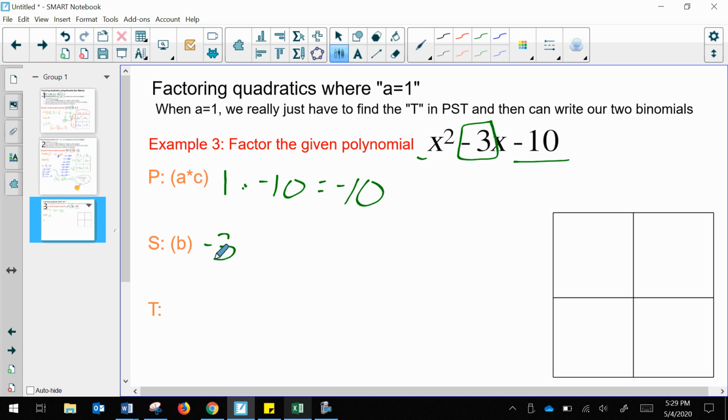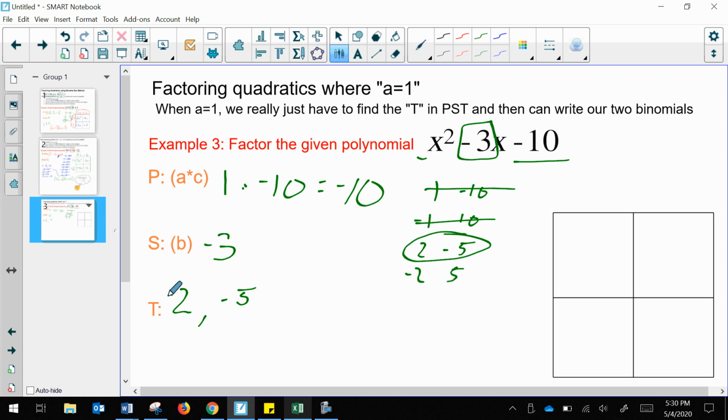Let's list out my factors. 1, negative 10, negative 1, 10, 2, negative 5, negative 2, 5. 3 doesn't work, 4 doesn't work, 5 would bring us back to our factors up here. So I'm looking to add two numbers to give me a negative 3. 1 plus negative 10 gives me negative 9. That one would give me positive 9. 2 plus negative 5, that would give me negative 3. So I'd have 2 and negative 5.